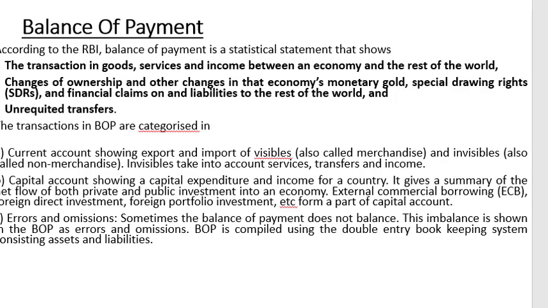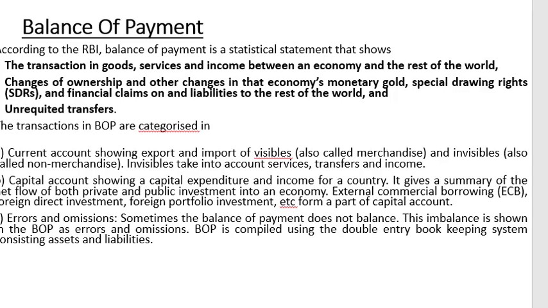In that economy is monetary gold, special drawing rights, and financial claims on and liabilities to the rest of the world, and unrequited transfers. The transactions in balance of payment are categorized in current accounts showing export and import of visibles and invisibles, capital account showing capital expenditure and income for a country, and errors and omissions.